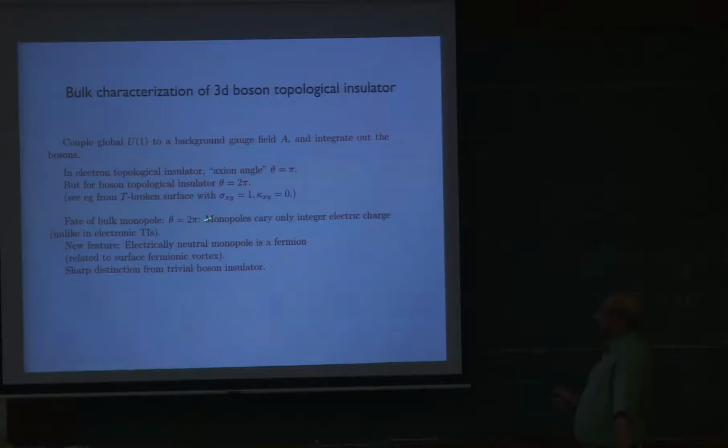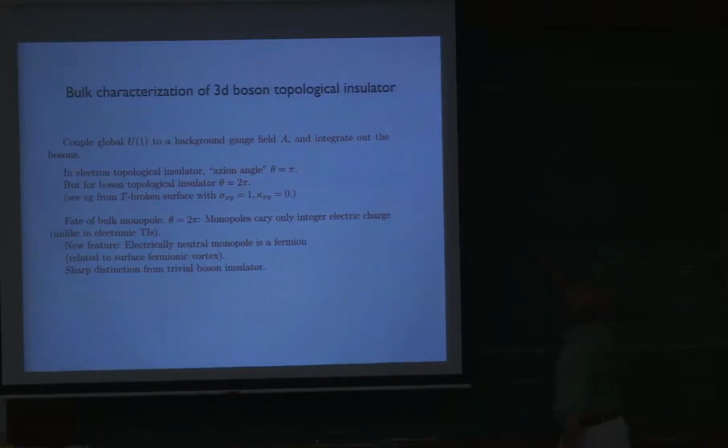The Witten effect tells you that the bulk monopole will carry an electric charge of theta over 2 pi plus an integer, but theta is 2 pi, so the monopole only carries integer charge, right? So there's no fractional charge on a magnetic monopole, unlike in the electronic topological insulator. But the new feature is that there is an electrically neutral monopole, and that monopole is now a fermion.